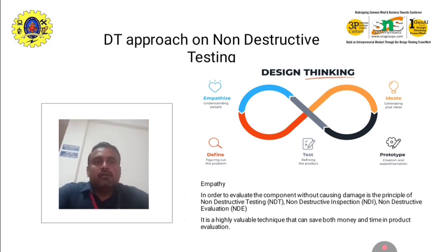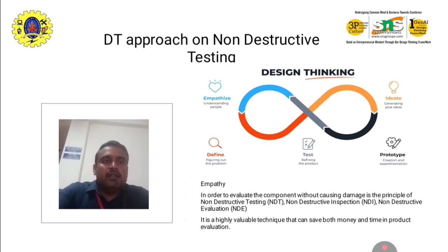Today, we are going to study about NDT, non-destructive testing, design thinking based non-destructive testing. So we all know that design thinking means identify the problem statement, the empathy part, then define the problem, and ideate, and finally prototype and testing. These 5 stages are the design thinking approach. So we are going to study about NDT based on the DT, design thinking approach.